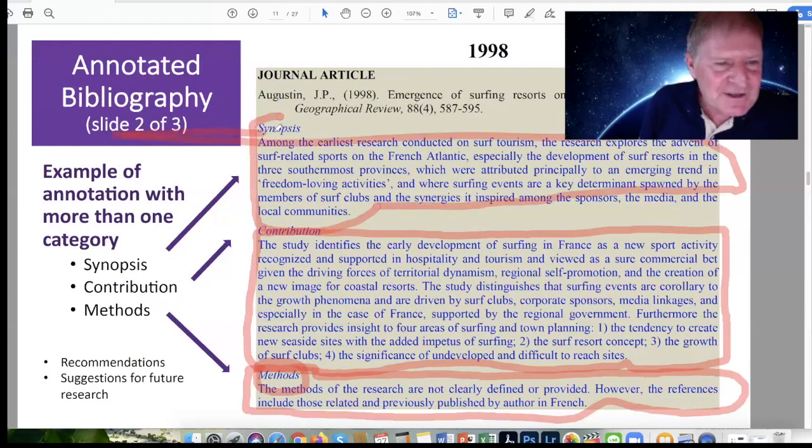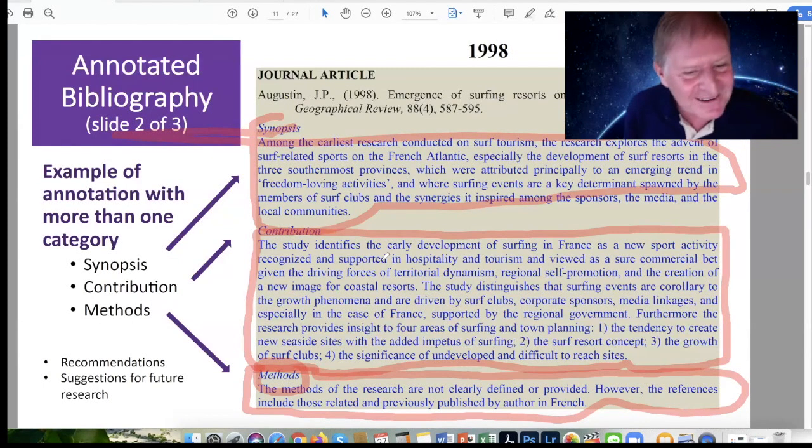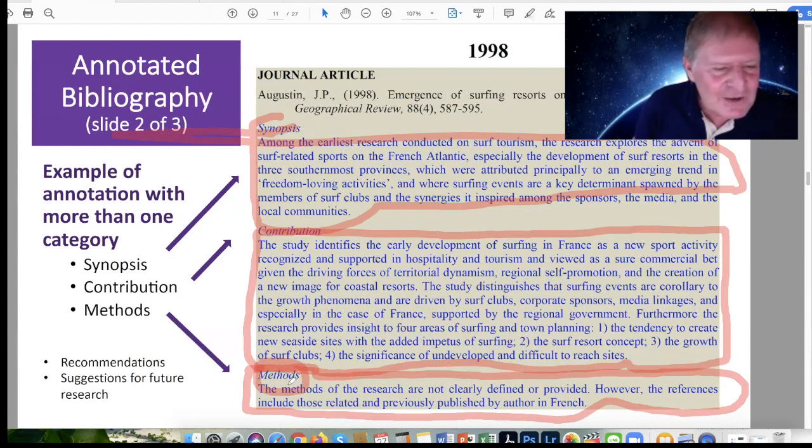So quite interesting that your whole systematic review, if you think about it now, could actually be just a synopsis of the literature, or it could just look at contributions of the literature, or it could look at methods, or another criteria that you create, right? It might only look at recommendations or only suggestions for future research.